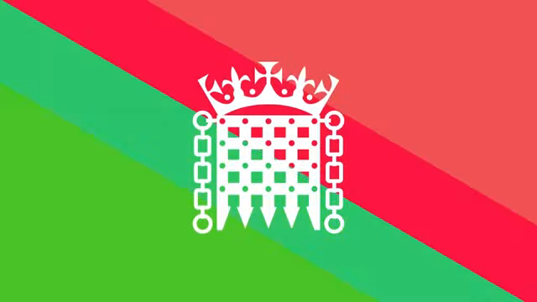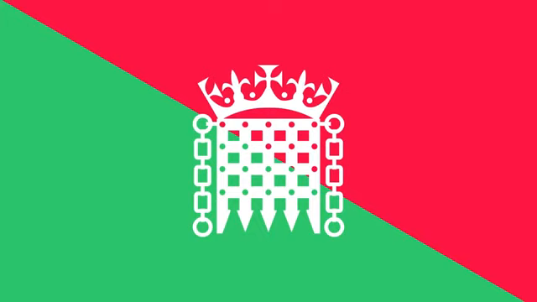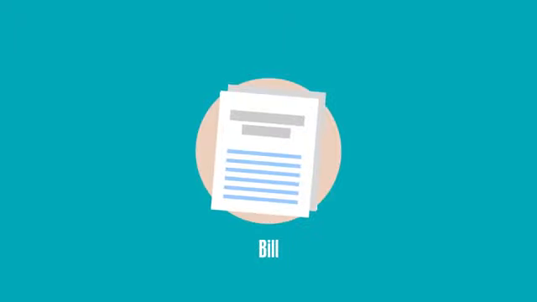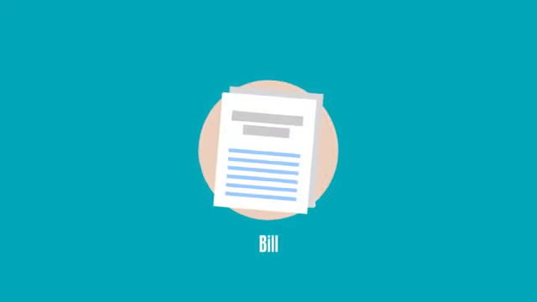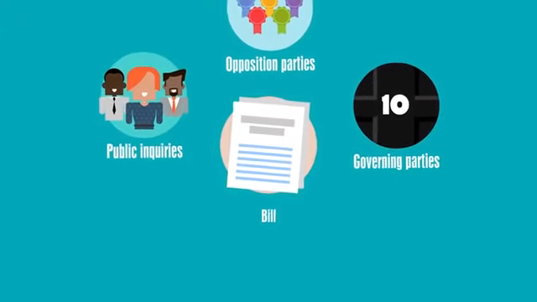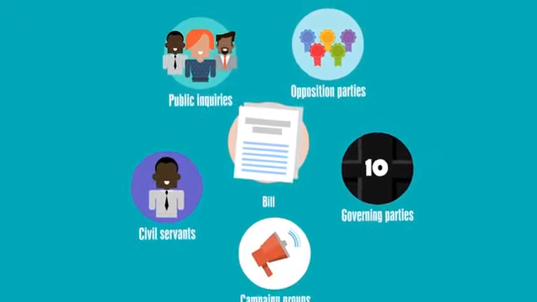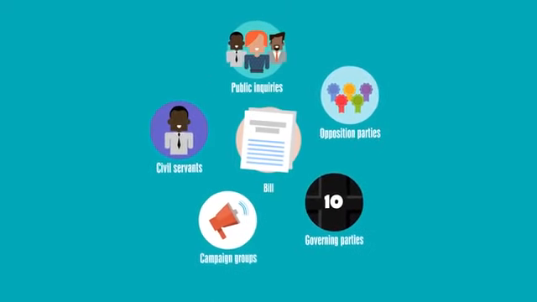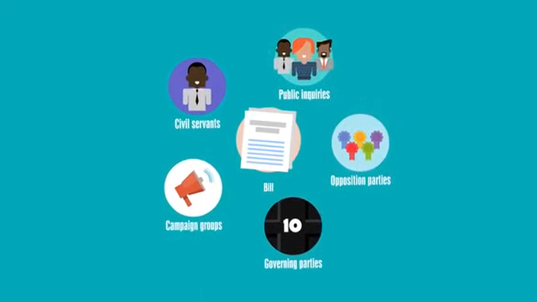Both houses in Parliament share responsibility for making and shaping laws. But where do laws come from in the first place? A bill is a proposal for a new law, or to change an existing law, and comes from lots of places, like governing and opposition parties, public inquiries, civil servants or campaign groups. So how does an idea get turned into a law?